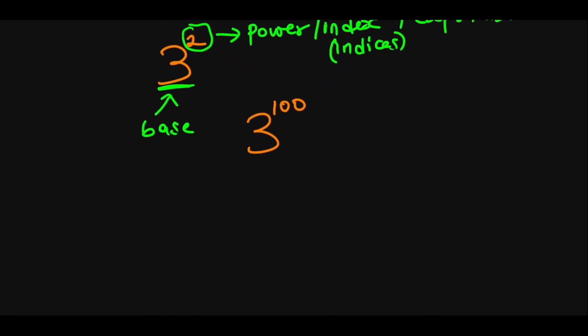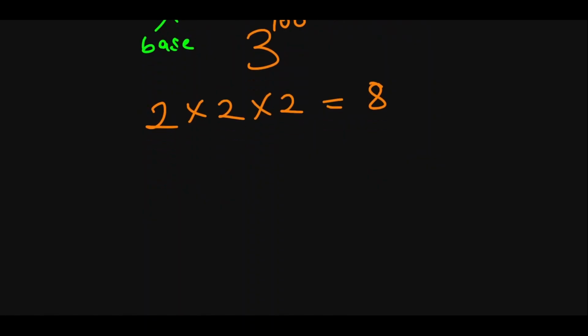Now look at this again. If we had 2 times 2 times 2, the answer to this is 8. But if we wanted to represent it in index form, or in powers, or in exponents, we will say 2 raised to power 3. Again, the 3 here is the exponent or the index. The 2 is the base. So this is the idea of powers.